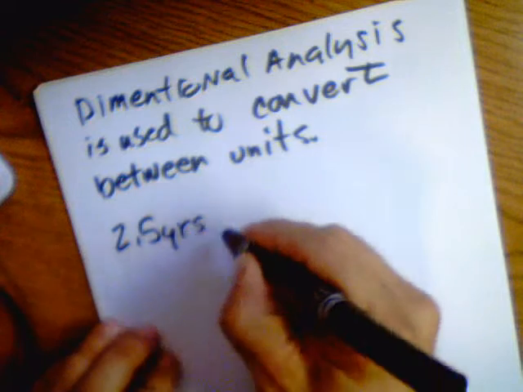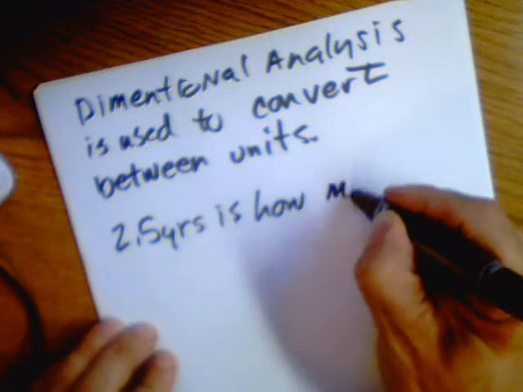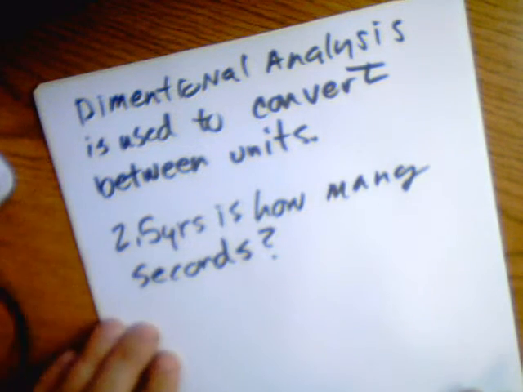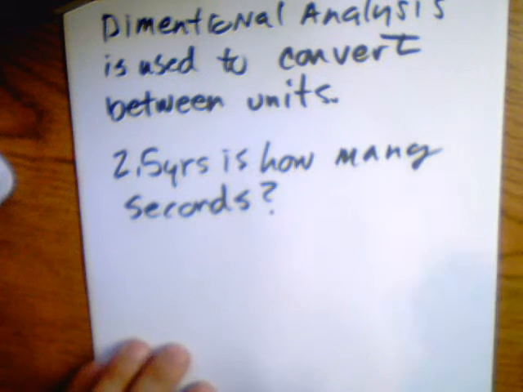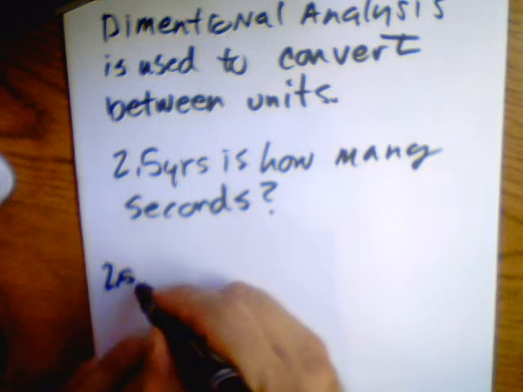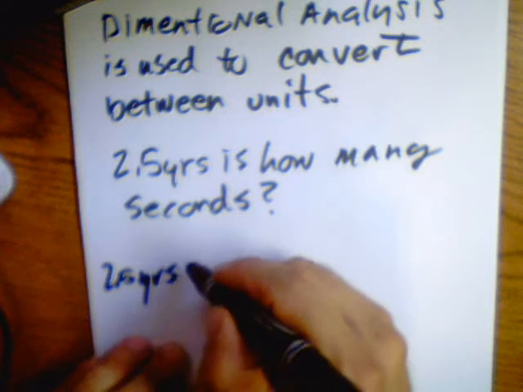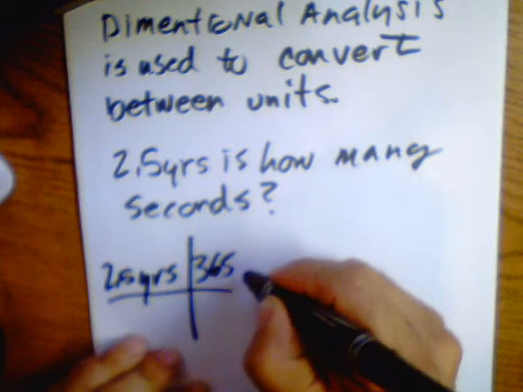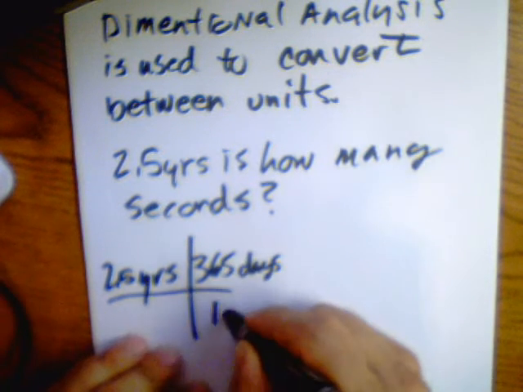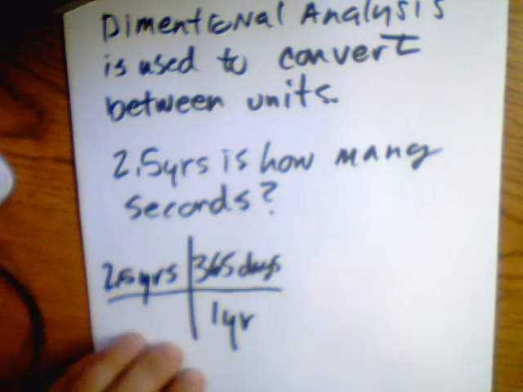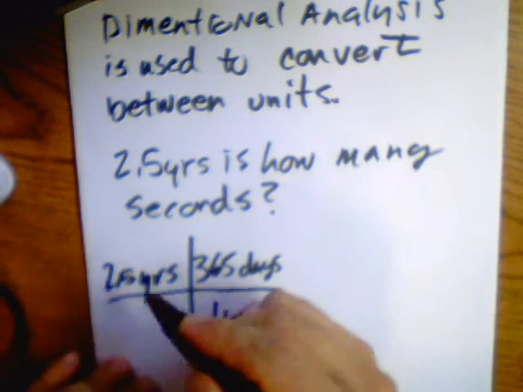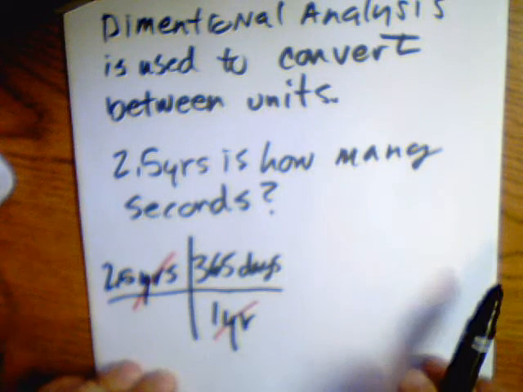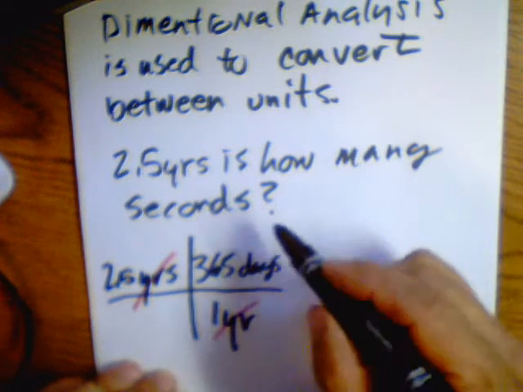2.5 years is how many seconds? Well, in order to work this out, 2.5 years is equivalent to 365 days in 1 year. In this situation, as you can see, when I set this equation up, the units cancel. And so when I multiply these two together, I'll end up with days. But we're not finished. We don't want days, we want seconds.